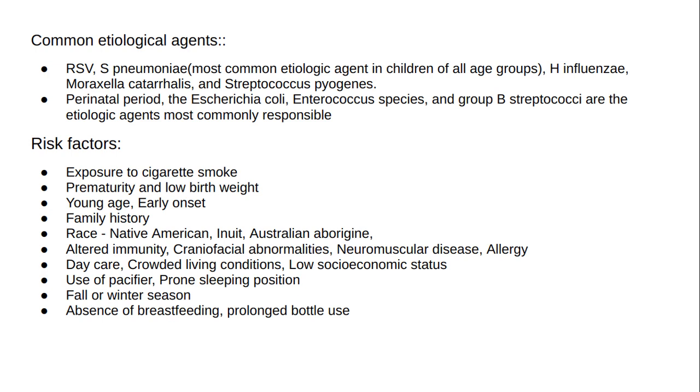In the perinatal period, Escherichia coli, Enterococcus species, and group B Streptococci are the etiologic agents most commonly responsible. Risk factors include exposure to cigarette smoke from household contacts, prematurity and low birth weight, young age, early onset, family history, race (Native American, Inuit, Australian Aborigine), altered immunity, craniofacial abnormalities, neuromuscular disease, allergy, daycare, crowded living conditions, low socioeconomic status, tobacco and pollutant exposure, use of pacifier, prone sleeping position, fall or winter season, absence of breastfeeding, prolonged bottle use.